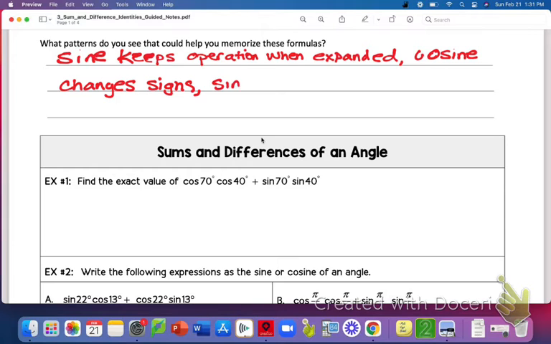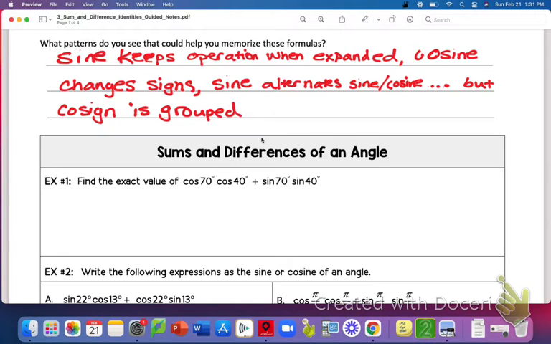Your sine alternates between your sine and your cosine. But your cosine is grouped cosine, and then sine. Okay. All right, so now let's go ahead and start using them.